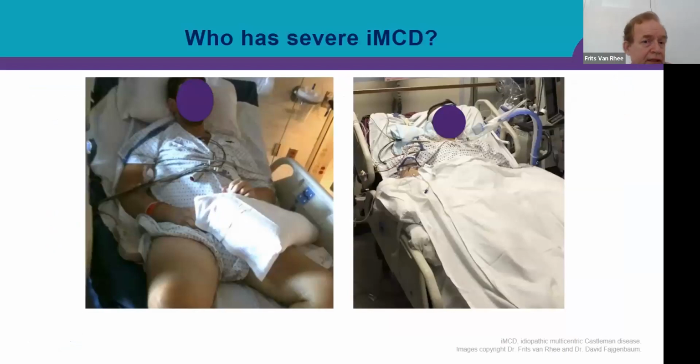In clinical practice, it's not very difficult to recognize who has severe iMCD, and these are the TAFRO patients, and they usually wind up in intensive care. And on the left-hand side is David Feigenbaum, who was my patient at that time, and with whom I founded the Castleman Disease Collaborative Network. And he described his experience in a book called Chasing My Cure, which is a very entertaining read, I think, and also very illuminating.